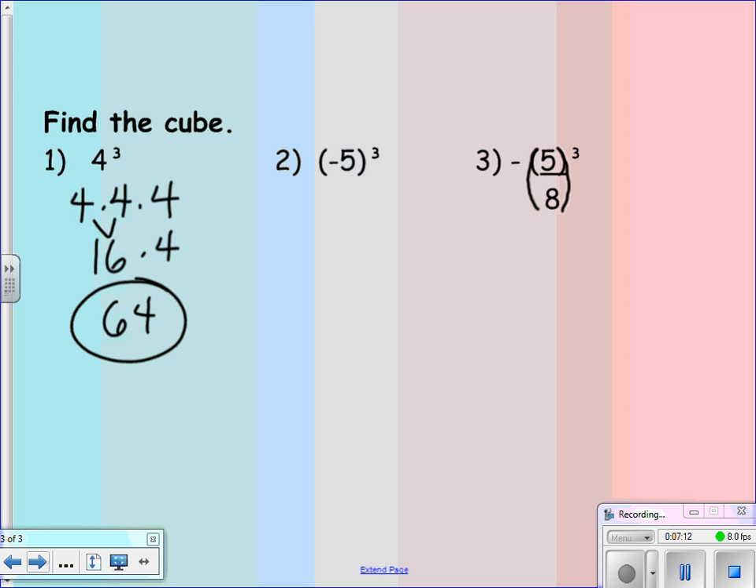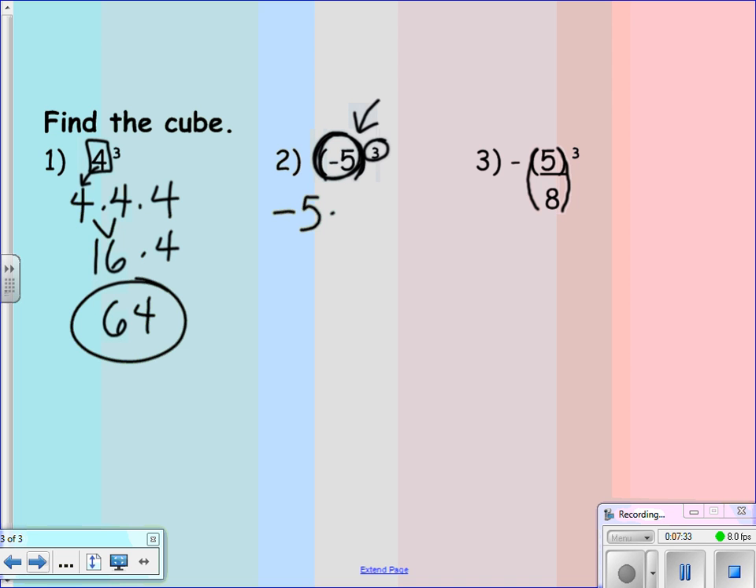Remember that the exponent applies to the base. Well, in the case of number 1, the base is the number 4. This is our base. In the case of number 2, do you see the parentheses? The parentheses then indicate the base. So this is like super glue. This all stays together. So the base is negative 5. So I want to raise that to the third power.